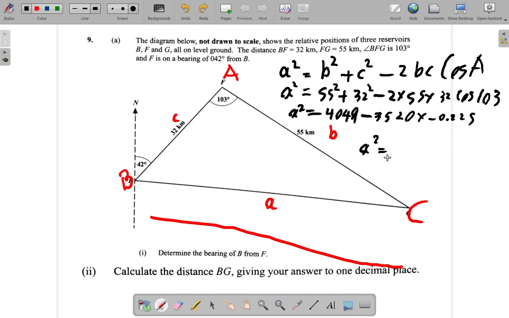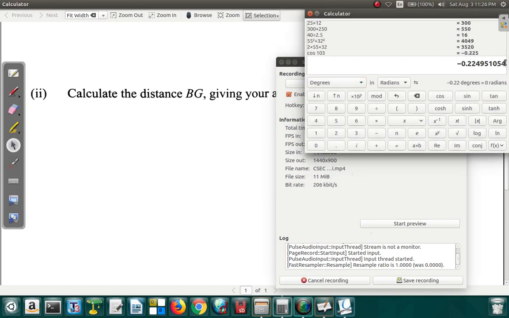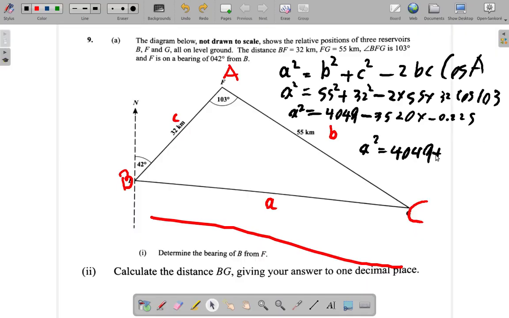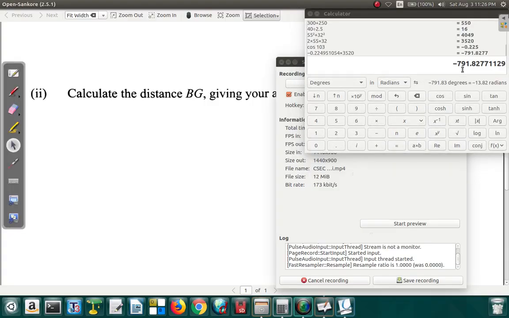Now a squared is equal to 4049. It's going to be a minus negative, so it's going to turn into plus. So let me put the plus from now, plus, and then I have 3520 times this. I get 791.8. So this is going to be positive.